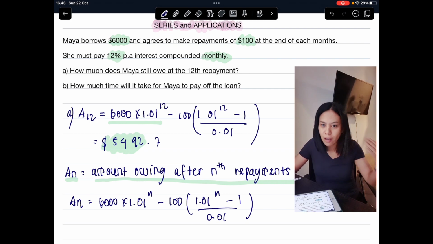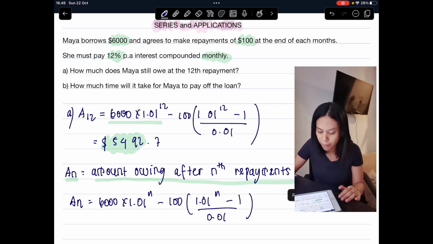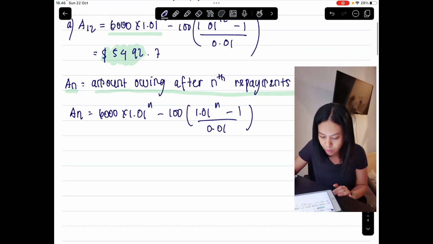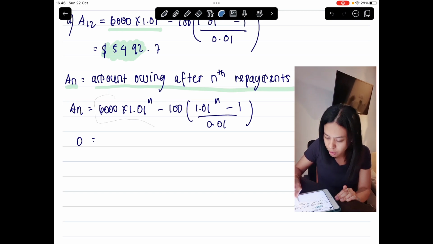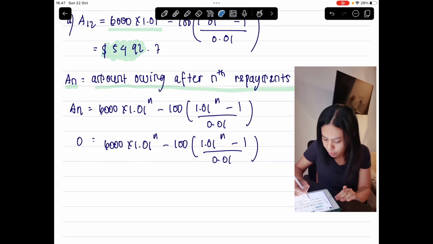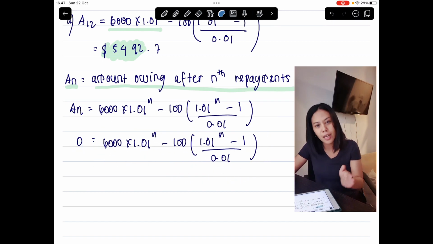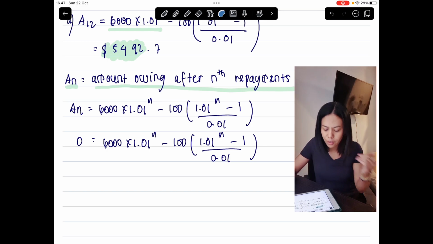So how many repayments will that be? We know that An needs to be 0, so I put 0 there. I'm going to write everything again, but I love technology, so I can just copy and paste this whole thing without needing to rewrite it. So An is 0, the amount owing is 0, and we just need to find n, because n is the number of repayments. We don't know how many repayments she needs to make.